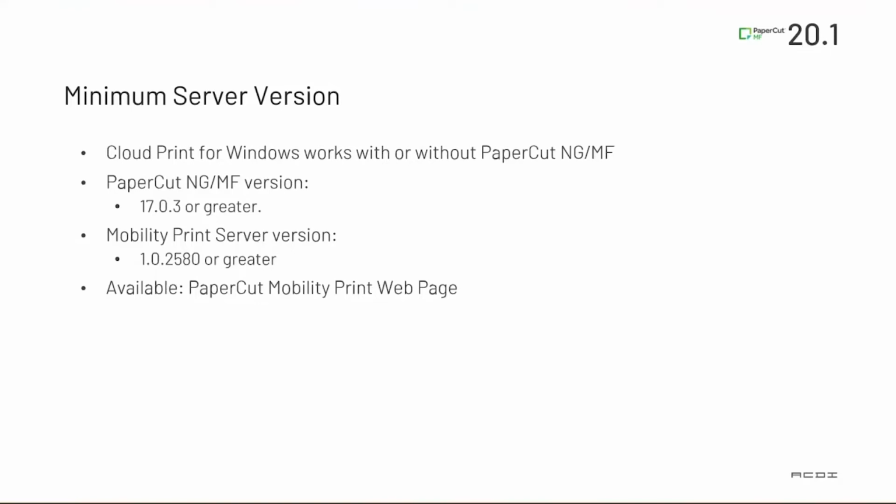For Windows Cloud to work, you'll need to be at Mobility Print Server version 1.0.2580 or greater. With continuous delivery, and if you're connected to the internet, then you should be well past that already. Finally, you'll need to have access to the Mobility Print admin page so that you can generate the link or links that are necessary.